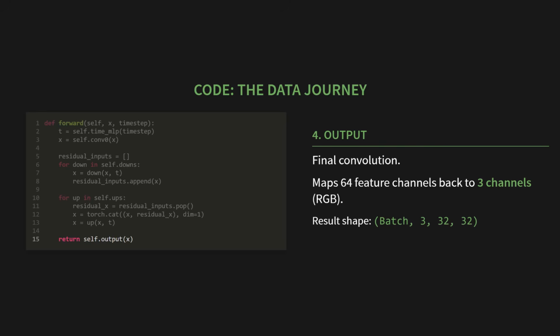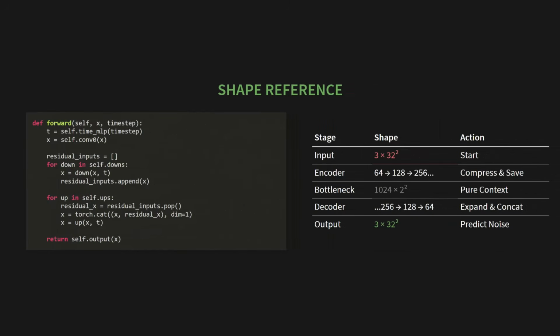Finally, the output. After coming all the way back up the U, we have a final output convolution. This simply maps the 64 feature channels back down to the 3 RGB channels we need for our final image. The result is a tensor with the exact same shape as our input, batch by 3 by 32 by 32. This is our predicted noise.